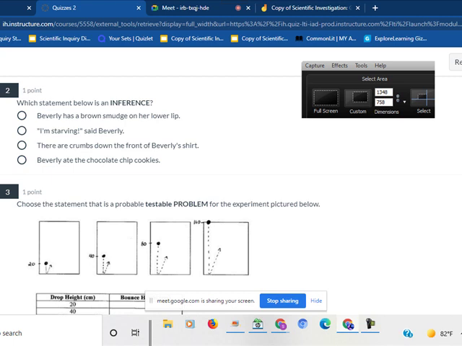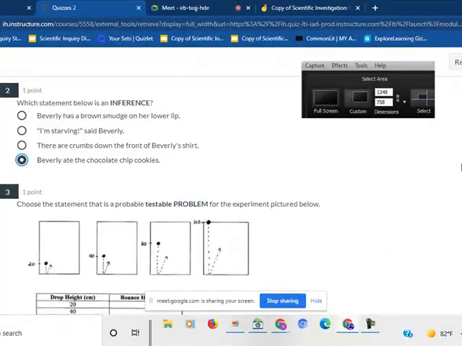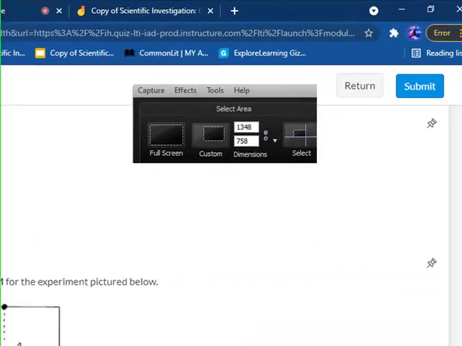Okay. So there are crumbs down the front of Beverly's shirt. Could you see that? Yes, because you could see that, so no. Now, based on all of those things, Beverly ate the chocolate chip cookie. Yes, I think it's Beverly ate the chocolate chip cookies, because you can't see that, but based off of not seeing the cookies anymore, you could infer that, what's it called, she ate them.